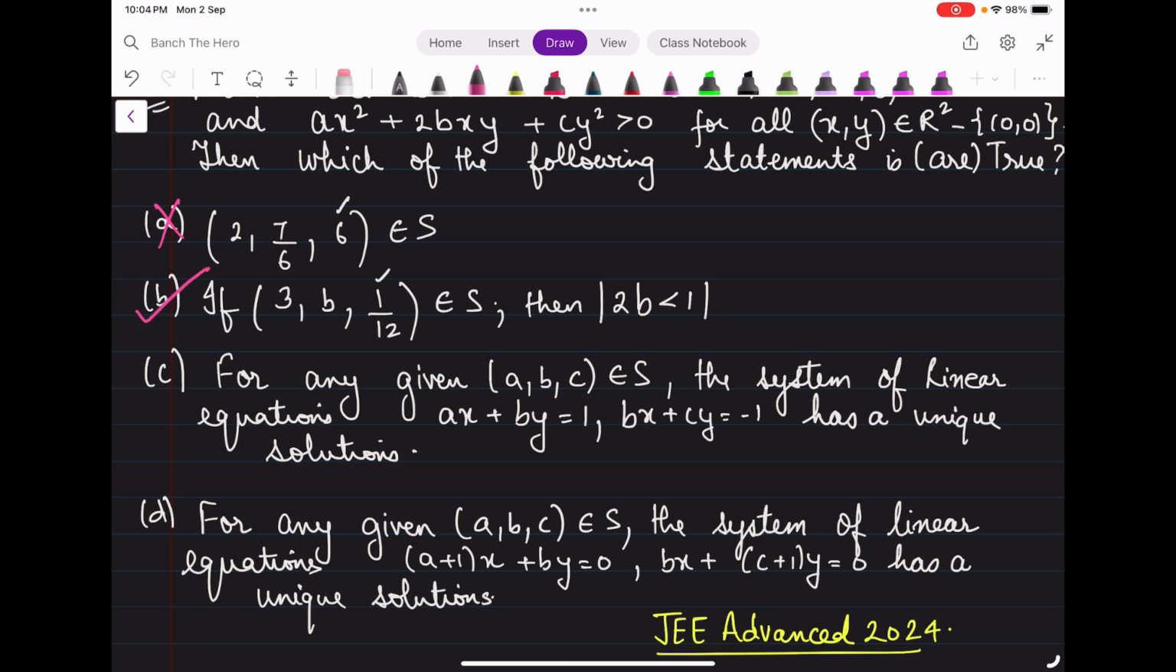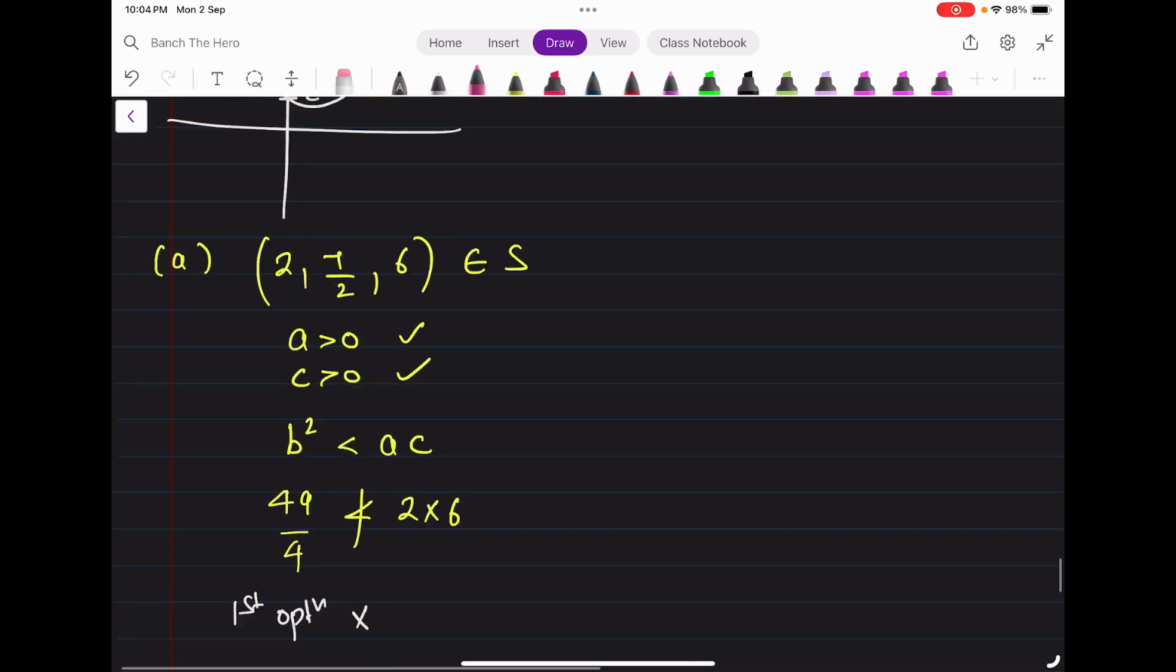Moving on to the third option. Now he has asked about the system of linear equations. Two linear equations are given, and then he's asking that it has a unique solution. Let us see how to verify the third option. So what is the system of equations? Ax plus by is equal to 1. Another equation is bx plus cy is equal to minus 1.